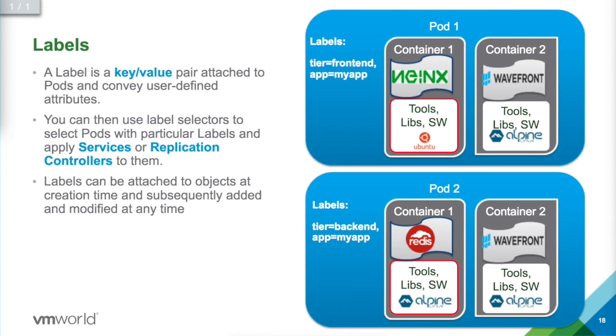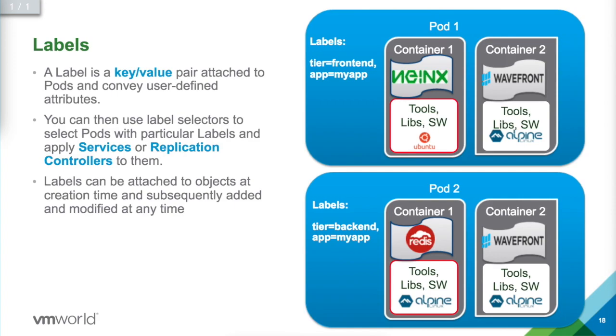For instance, as shown in the slide, pod 1 can be labeled with two key value pairs. The first one is tier equal frontend. The second is app equal my app. It's easy to understand that this pod belongs to the app named my app, and its function is related to the frontend. Pod 2 is also labeled, and we know it belongs to the same application, but its function is related to the backend. The question is now how to use those labels.